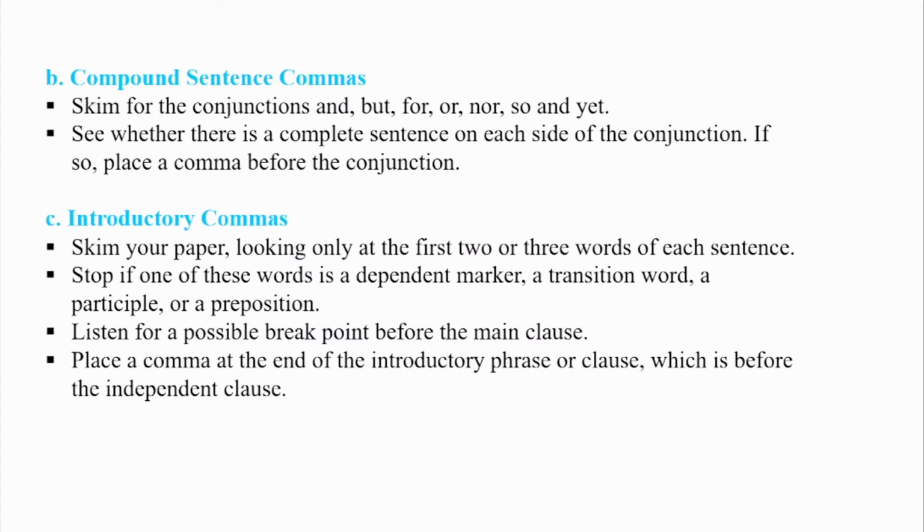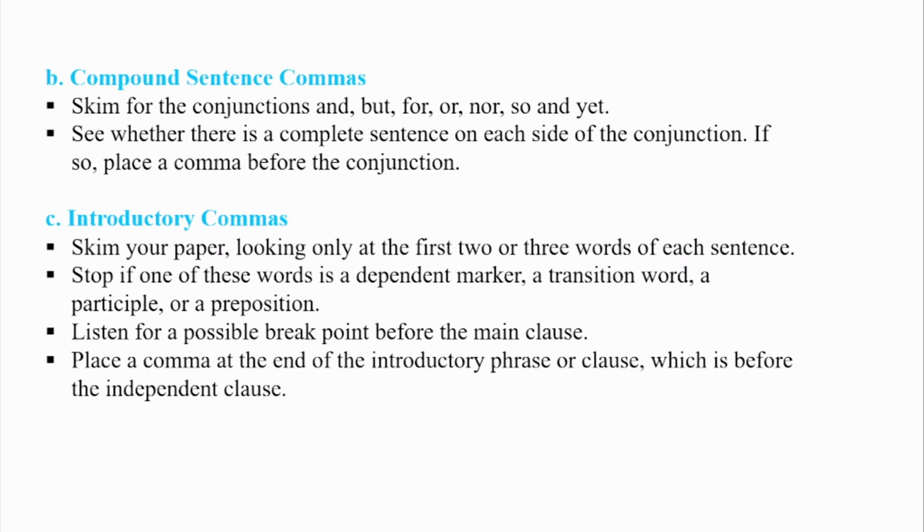B. Compound sentence commas. First, skim for the conjunctions and, but, for, or, nor, so and yet. Second, see whether there is a complete sentence on each side of the conjunction. If so, place a comma before the conjunction. C. Introductory commas. Let's look at the first point.